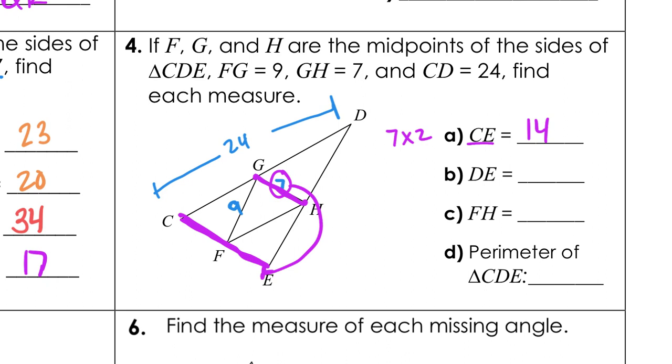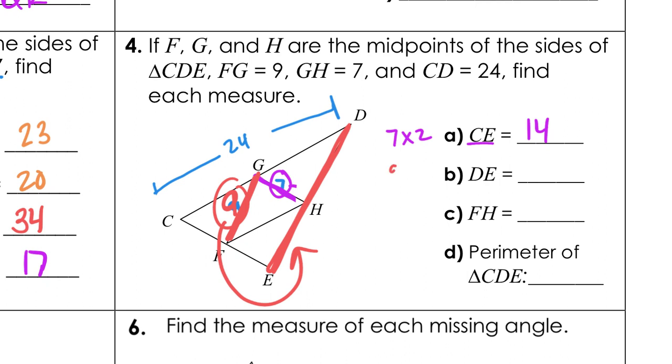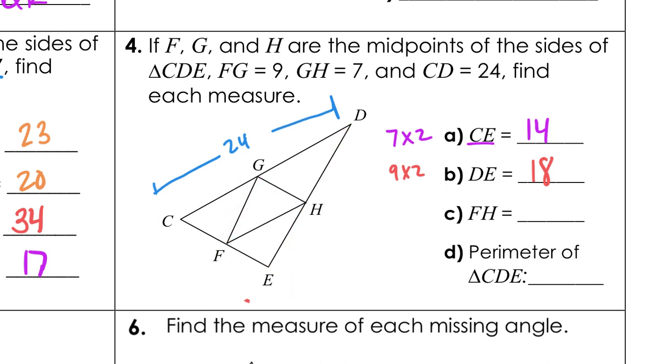And let's take a look now at the next one that they want. So the next one they want is DE. That's this side. So I want to try to find the mid segment that's parallel to that, and that would be this one here. So we're going to take 9 and we're going to double it, right? Because the mid segment's always half of whatever this is. So we'll do 9 times 2, which is 18.